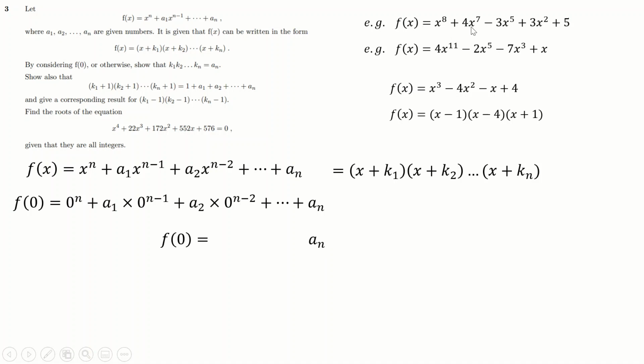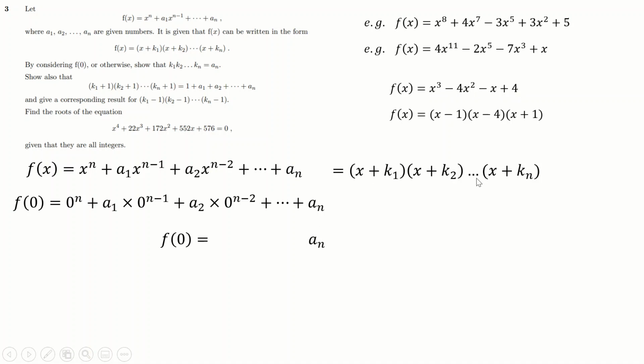And you can notice, that's what happens here. If you put 0 into that, all of this goes away, and you're just left with a 5. Put 0 into that, all of it goes away because the last term is actually plus 0. So this whole thing equals 0. And likewise here, put a 0 into that, all of that goes except for the plus 4. So the only thing that's left is the last term, an.